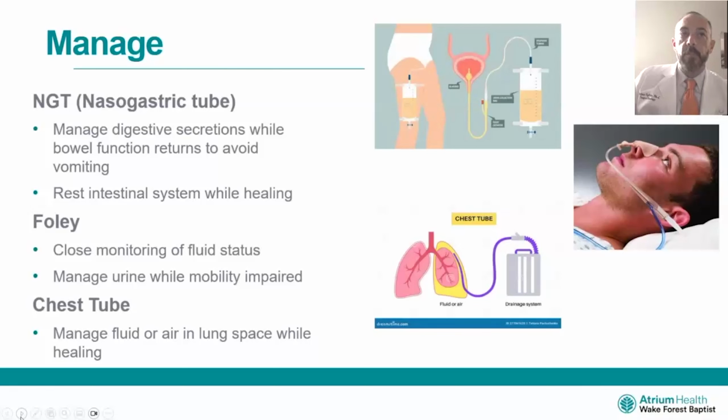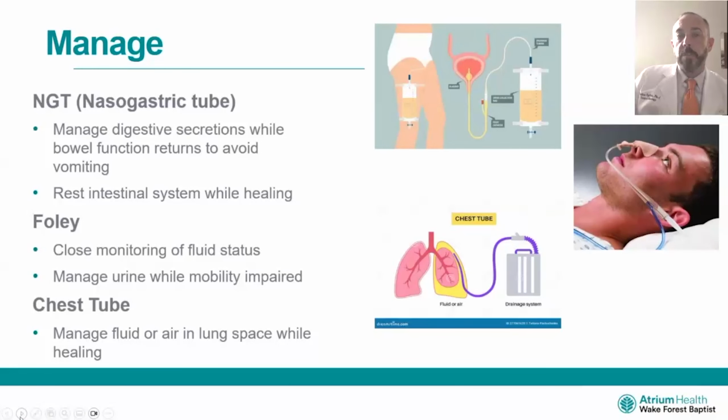The next tube in this group would be Foley catheters, and most patients will have these after surgery. Sometimes they'll additionally have ureteral stents in addition to the Foley, and those again are just there to monitor and manage urine output while we are having a patient recover. And often once they're more mobile, we're able to remove these.